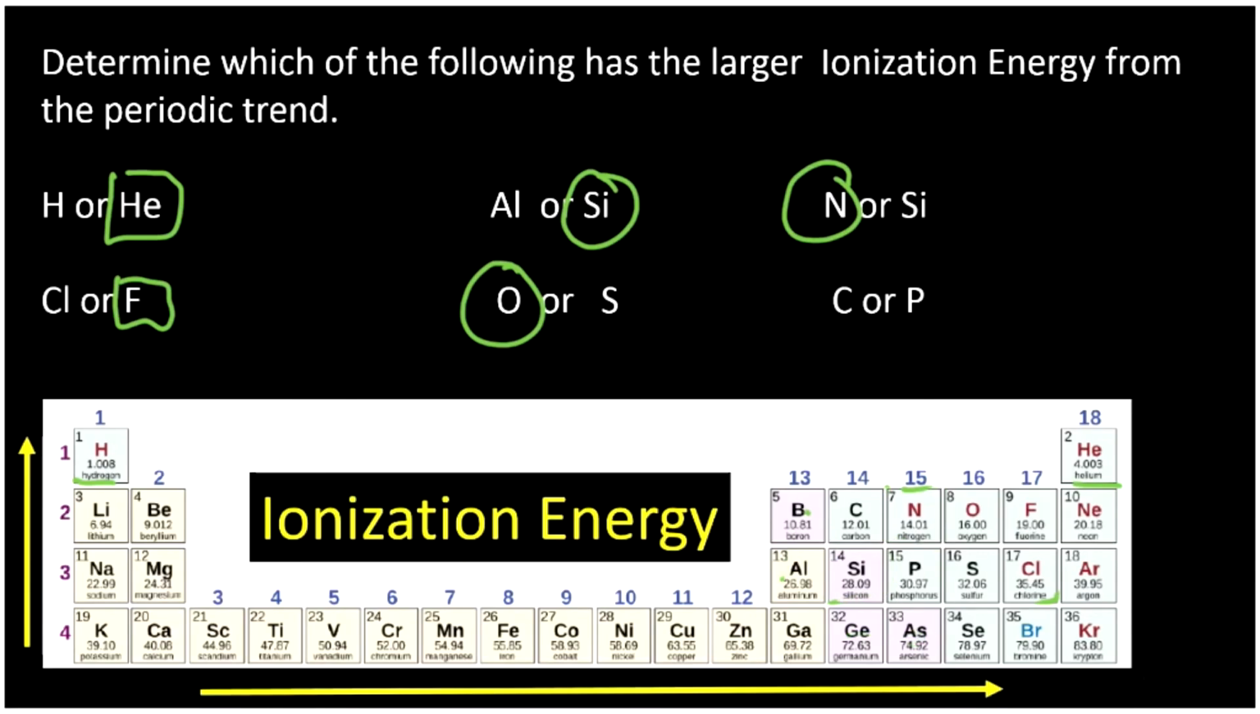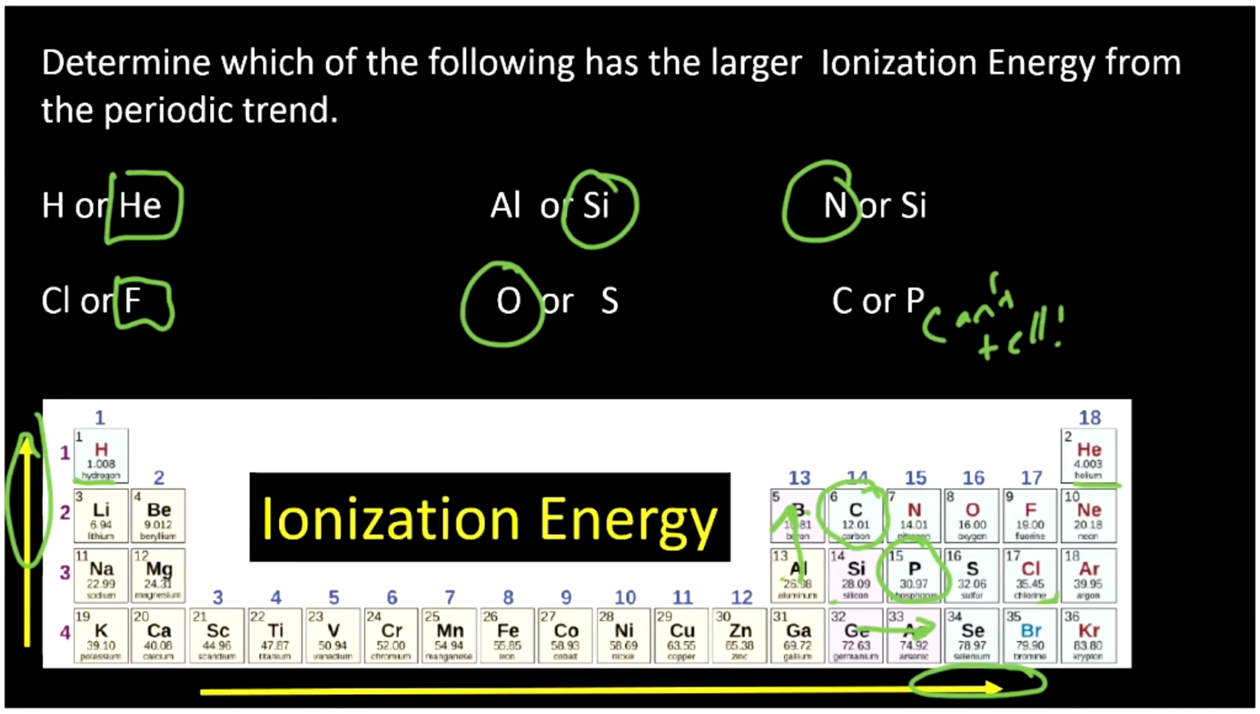Carbon versus phosphorus, once again, has the same issue. There's carbon, there's phosphorus. As I go to the right, I see that phosphorus is to the right of carbon. And so from this bottom trend down here, I would expect phosphorus to have a higher ionization energy. On the flip side, carbon is above phosphorus. So from my up-down trend, I'd expect the opposite. And that means just like before, we can't tell with this comparison.